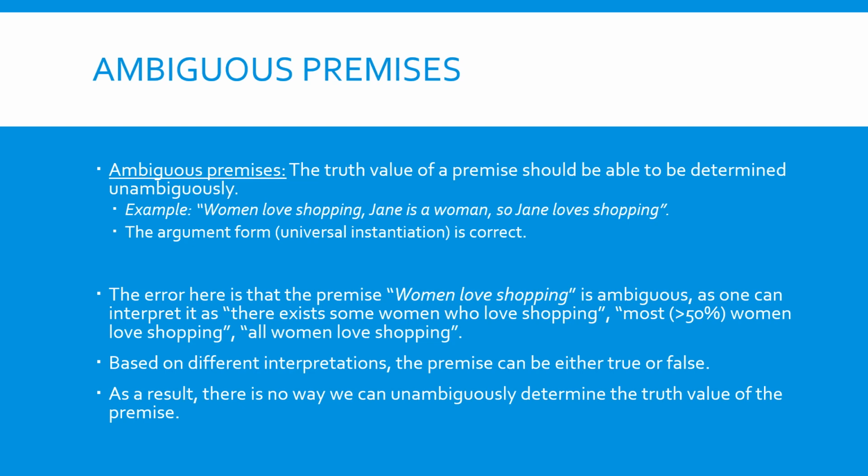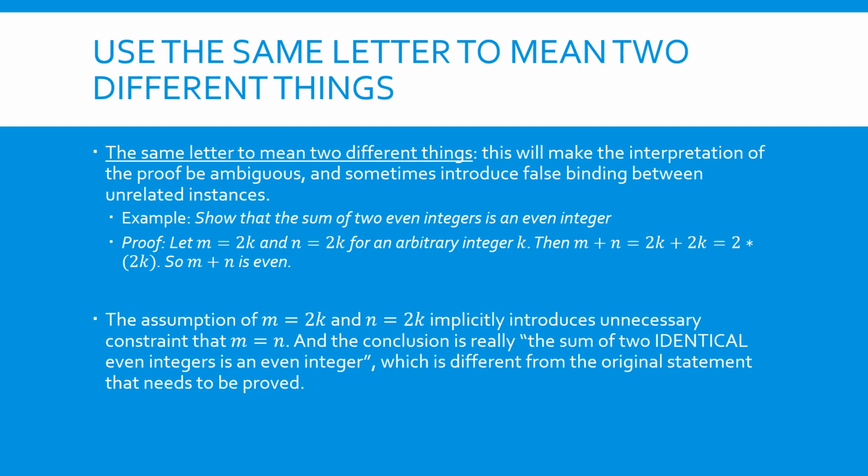Recall that to construct a sound proof, all premises must be true, and none can be ambiguous or false. In this case, the proof we have here is incorrect. The next error is made when we use the same notation to mean different things. For example, show that the sum of two even integers is an even integer.